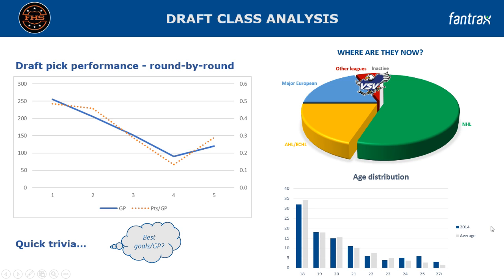And in the age distribution, you see here, again pretty close to standard distribution. No 26-year-olds were picked, but again not far from the average. Here the gray is the average from all drafts that we have done so far.